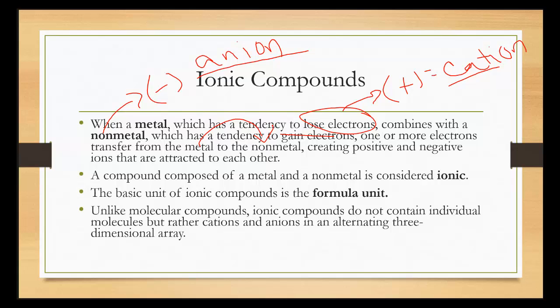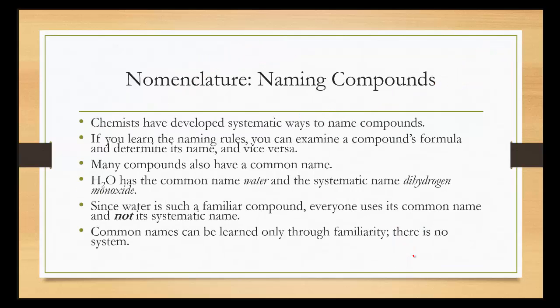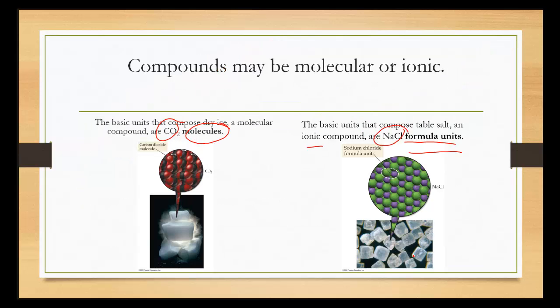The basic unit for an ionic compound is a formula unit. Unlike molecular compounds, ionic compounds do not contain individual molecules, but rather cations and anions in an alternating 3D array. So that means it can go on endlessly until you've run out of ions rather than being individual molecules. If we go back up to this picture, all the CO2s are individual, whereas the sodium chloride just keeps going and going.